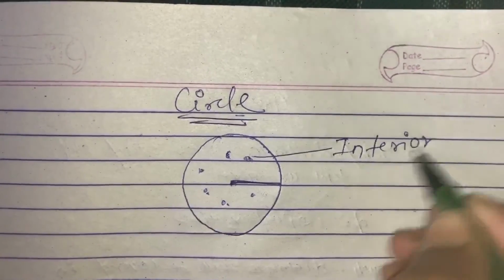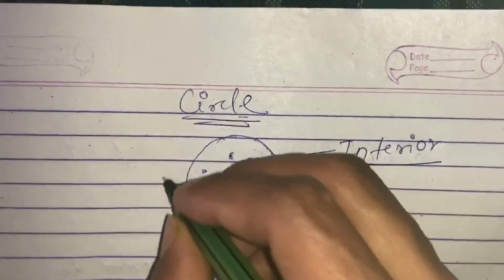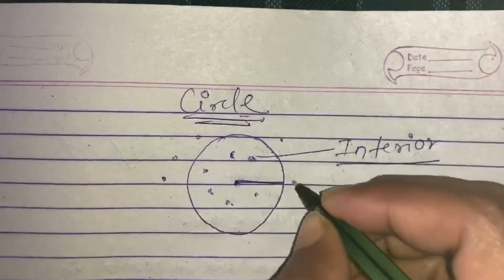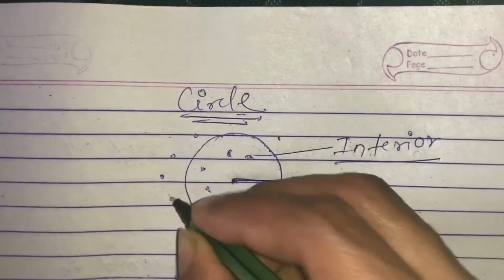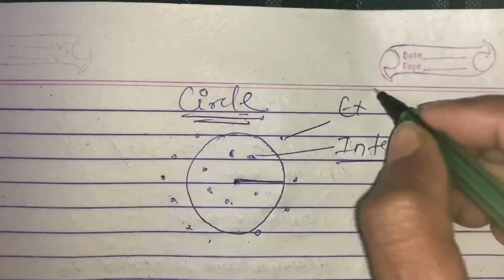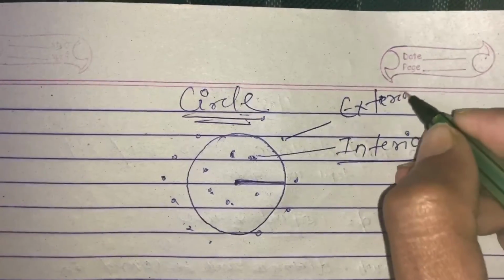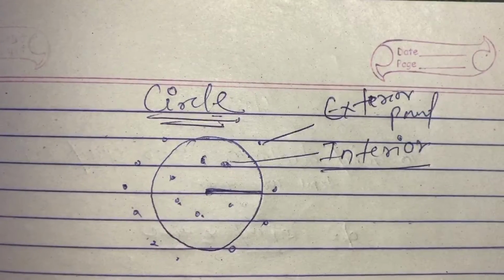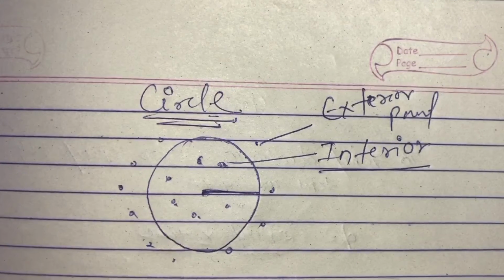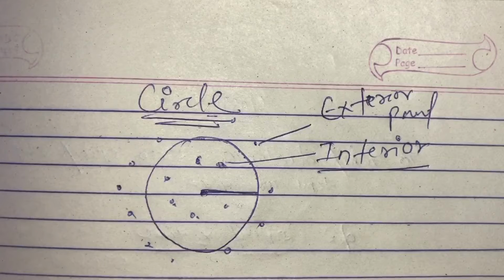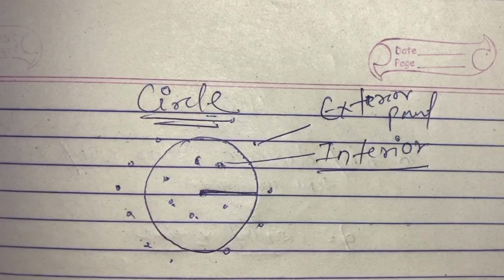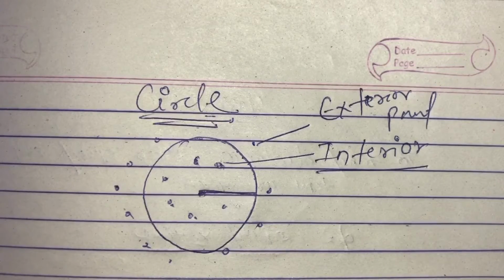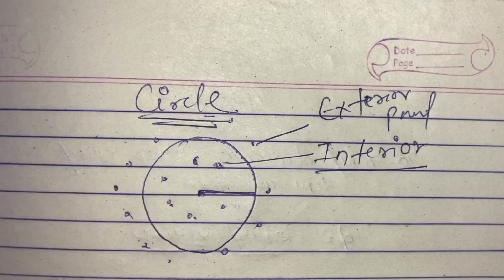Okay, this is known as the interior. And if I draw a point outside the circle, this point will be called an exterior point. Clear? If I draw a point outside the circle, then it will be the exterior point, and if I draw a point inside the circle, then it will be the interior point.